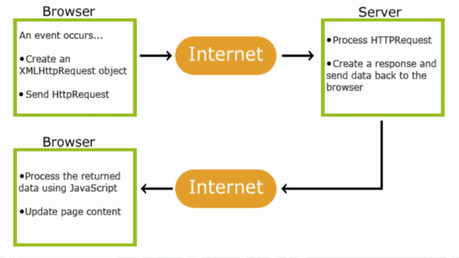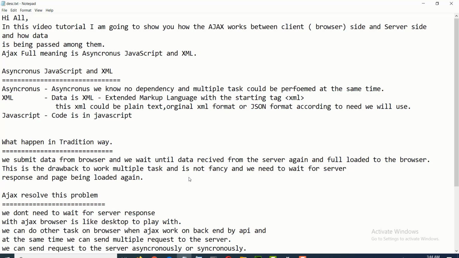Hi all, in this video tutorial I'm gonna show you how Ajax works between client and server side and how data is being passed among them. Ajax full meaning is Asynchronous JavaScript and XML. Asynchronous with no dependency, and multiple tasks could be performed at the same time. XML is Extensible Markup Language with the starting tag XML. This XML could be plain text, original XML format or JSON format according to the need we will use.